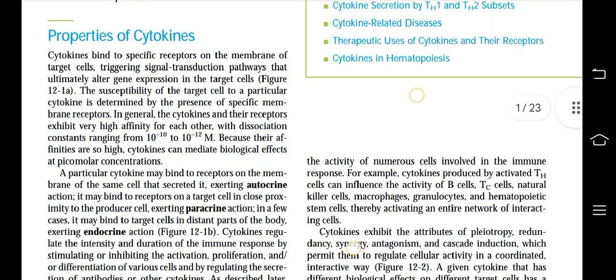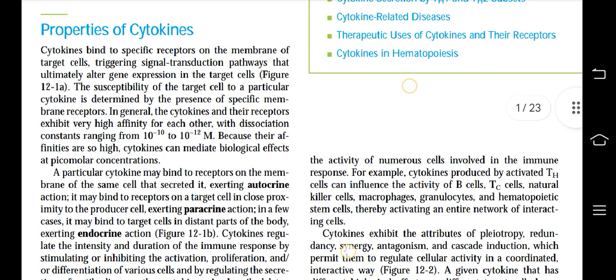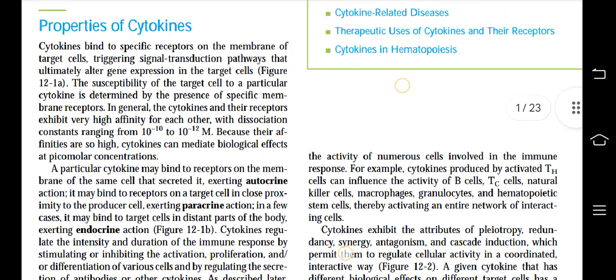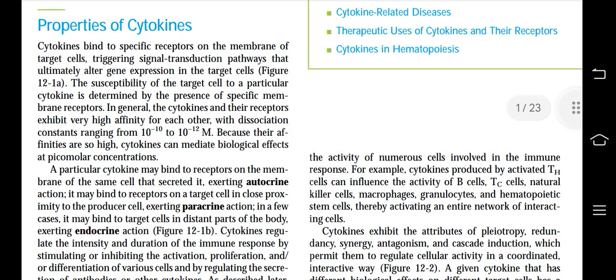with dissociation constants ranging from 10 raised to minus 10 to 10 raised to minus 12 M. Because their affinities are so high, cytokines can mediate biological effects at picomolar concentrations. So in those minute quantities they can act.